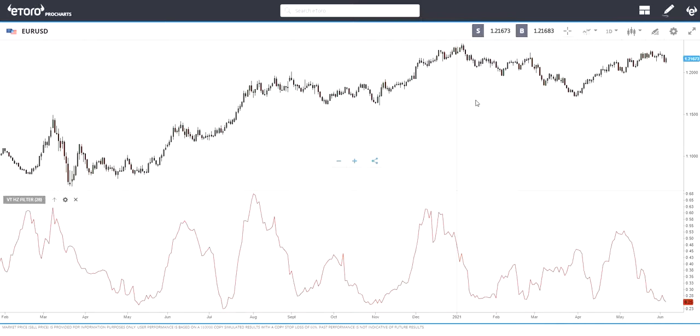Another week and a new indicator. Today I want to talk about an indicator called vertical horizontal filter. I've already added the indicator to the chart. You can see it here.